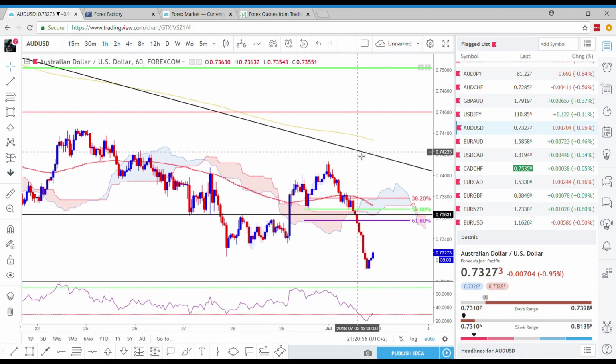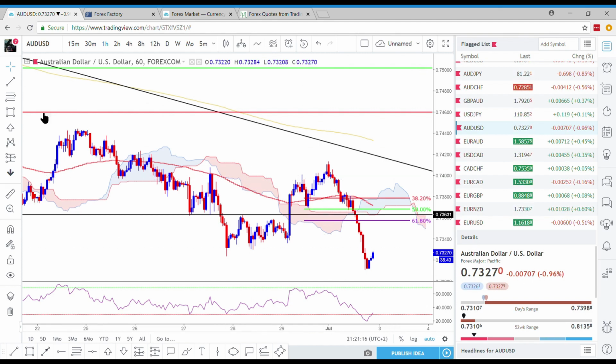FX, price construction and spreads. So, as I said, everything works in pairs. So here you're buying Australian dollars and selling US dollars. So you're selling US dollars in order to buy Australian dollars. So now the quote, so that's the price basically.